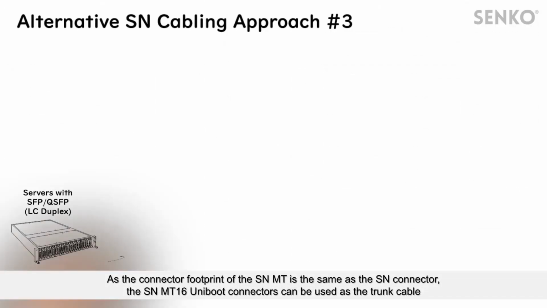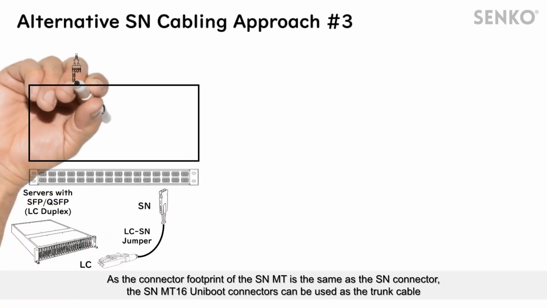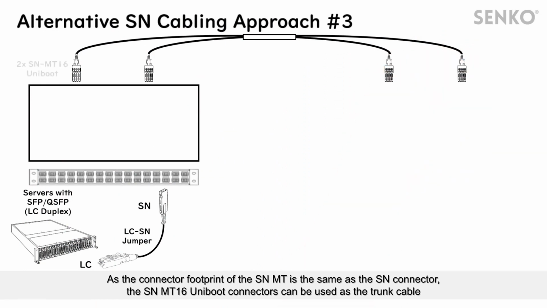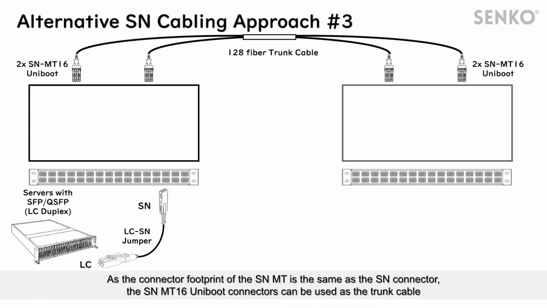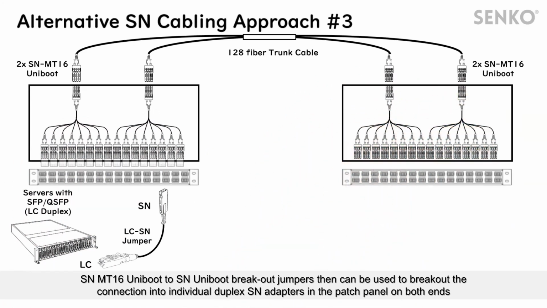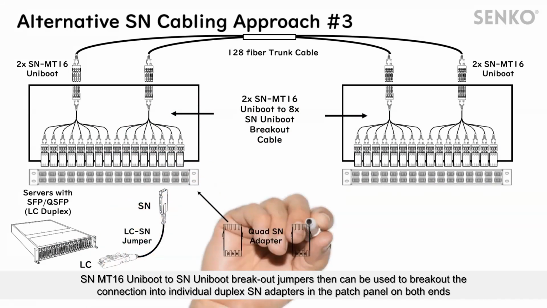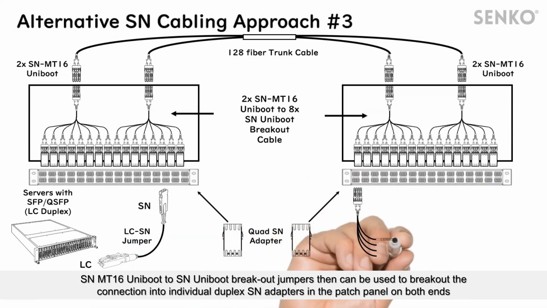As the connector footprint of the SN-MT is the same as the SN connector, the SN-MT16 Uniboot connectors can be used as the trunk cable. SN-MT16 Uniboot to SN Uniboot breakout jumpers then can be used to break out the connection into individual duplex SN adapters in the patch panel on both ends.